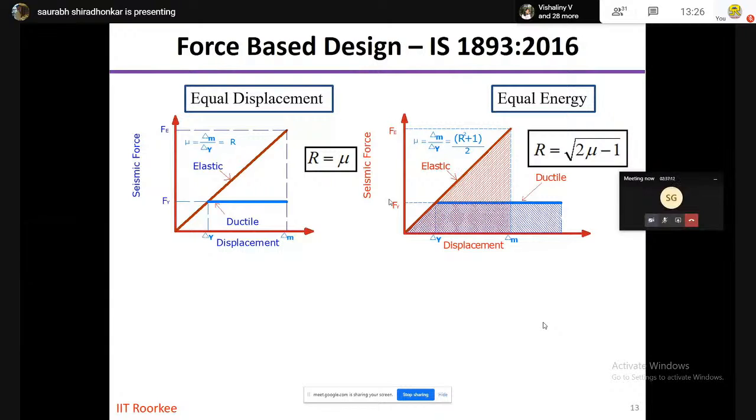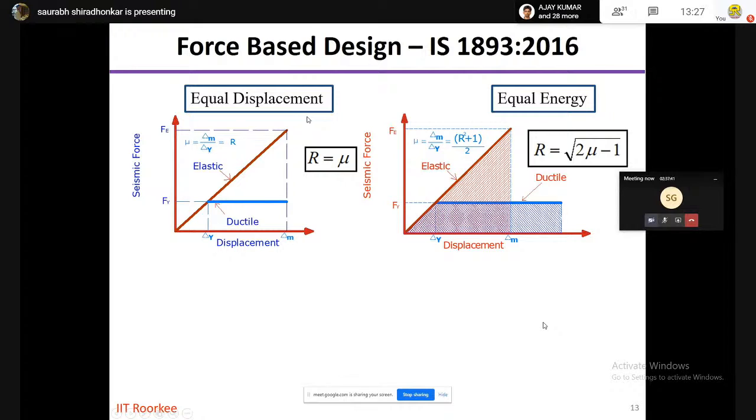Using these two rules, we relate the ductility to the R factor, which is our response reduction factor. Again, this formulation, whether it's to be equal displacement or equal energy, depends upon the time period of the structure. If you have a structure with a time period in the displacement range or in the velocity range, then we choose the R factor equal to the ductility of the building, and this is called the equal displacement rule.